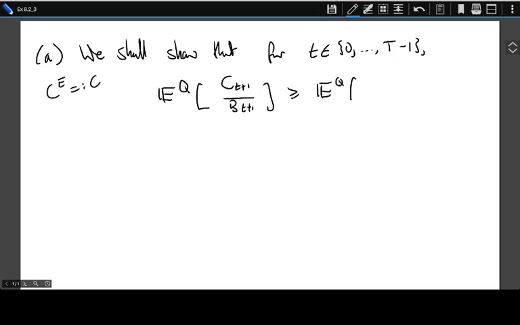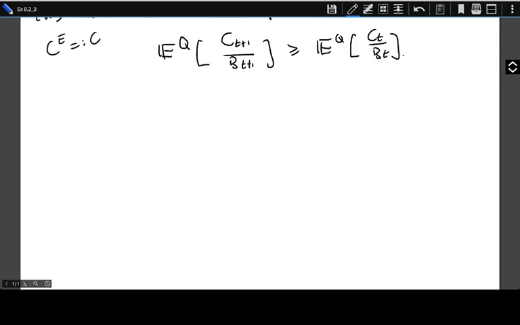That the expectation of C_{t+1} over B_{t+1} is greater or equal to the expectation under Q of the discounted C, so that's C_t over B_t.